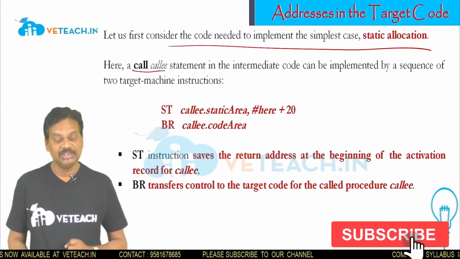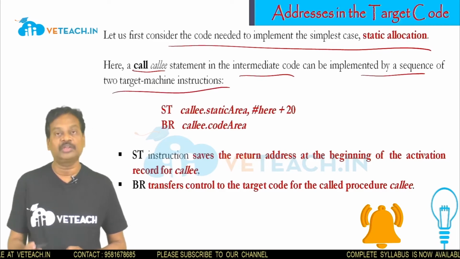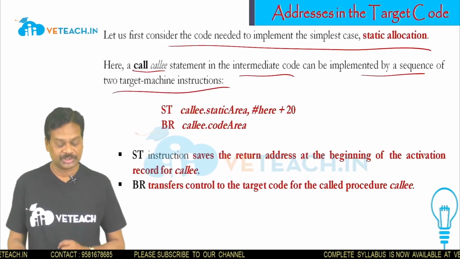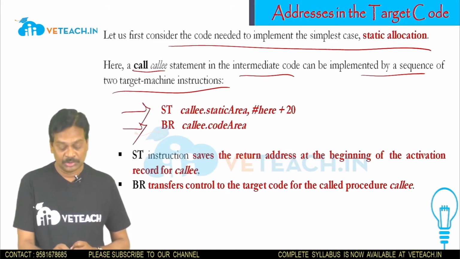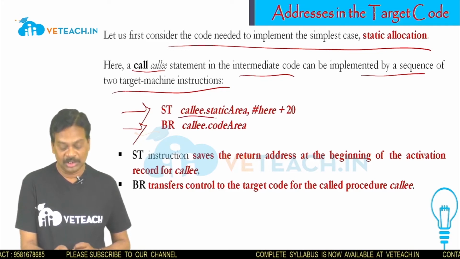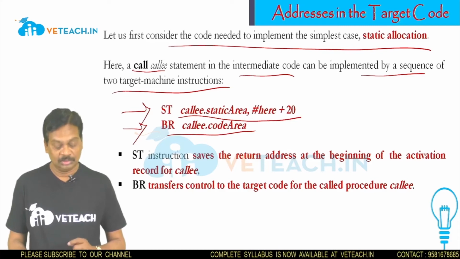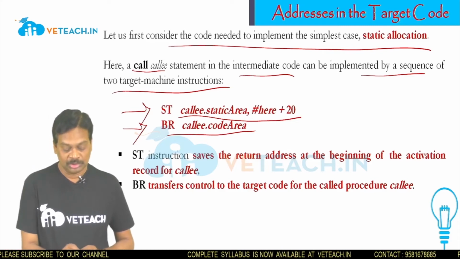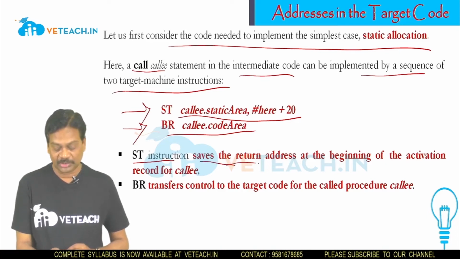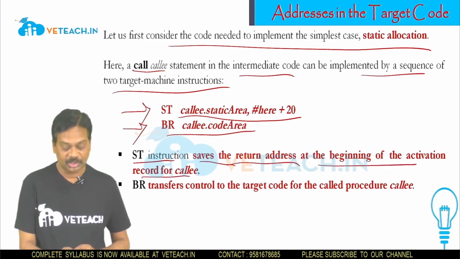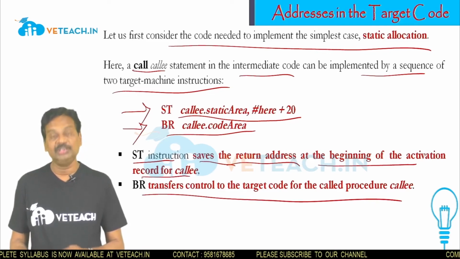The first instruction, the call statement in the intermediate code, can be implemented by a sequence of two target machine instructions. One is st and the second one is br. So: st callee.static_area, #here+20, and br callee.code_area. The st instruction saves the return address at the beginning of the activation record for the callee, and br transfers the control to the target code for the called procedure.